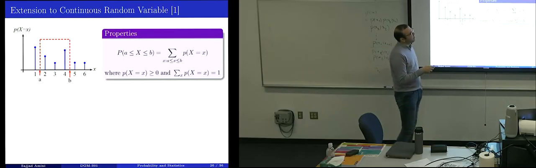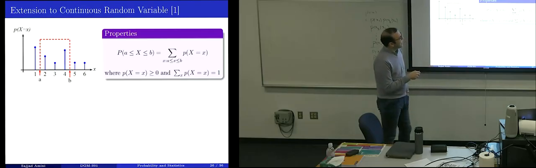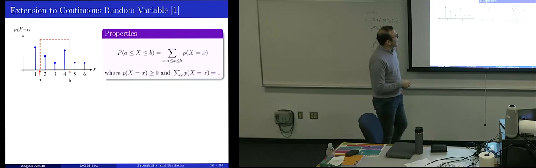You can easily sum the probabilities of the elements inside your box to calculate the probability of this event, where you know that each of them should be positive and the summation should be positive.